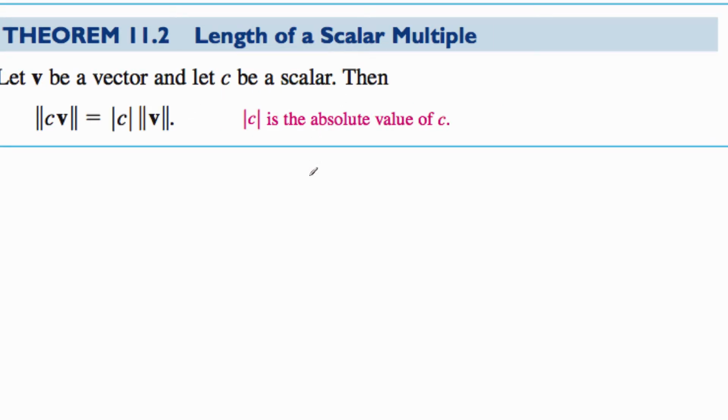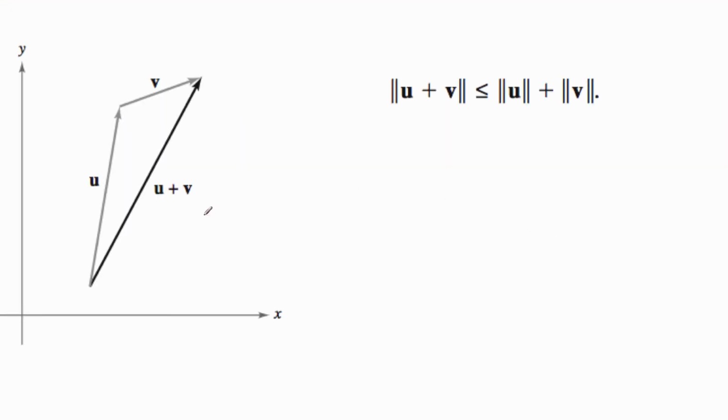The length of a scalar multiple: if I scale my vector like we were doing when we first started, then all I need to do is take the magnitude of the constant and multiply that by the length of the vector. Now, this is a really cool inequality that says if I add two vectors, u and v, the length is going to be less than or equal to the length of u plus the length of v. And you've been doing this in trig and in your mathematical career all along. The only time these two are equal, of course, is when u and v are actually parallel.